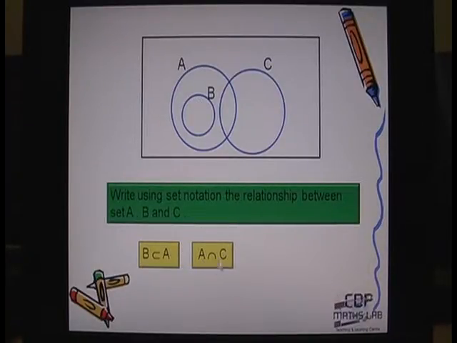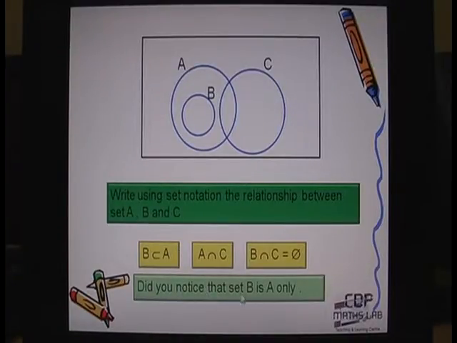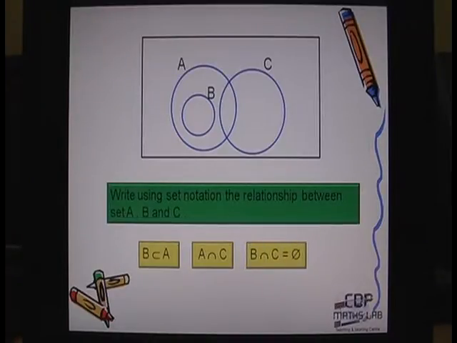Did you get this? A intersect C? Yes. A intersect C. And this one. B intersect C is equal to what? Empty set, because what? Notice where B is? It's not overlapping with C, so they are what? Disjoint. Therefore, this is the answer. If you get all these three answers correct, please clap yourself. Did you notice that set B is A only? Okay, very good. Pay attention to our video clip.